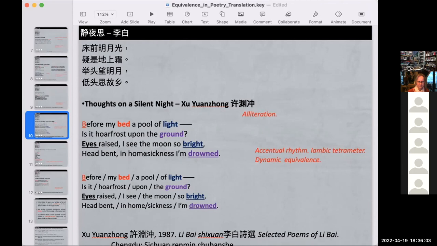Some Western readers don't prefer it this way. They don't like to read translation in such a way. It depends. Yes.